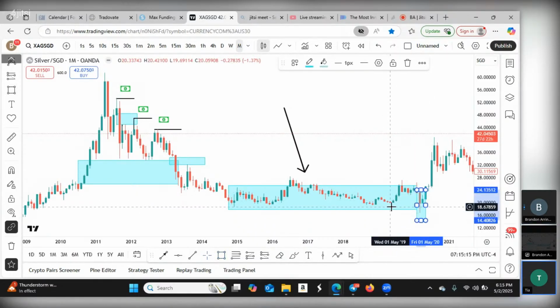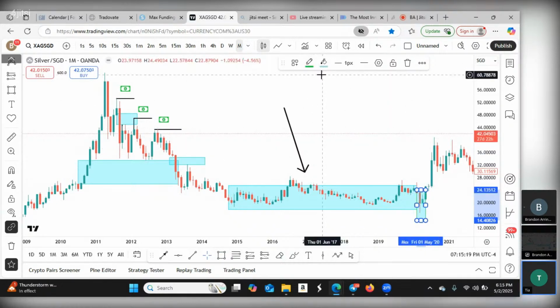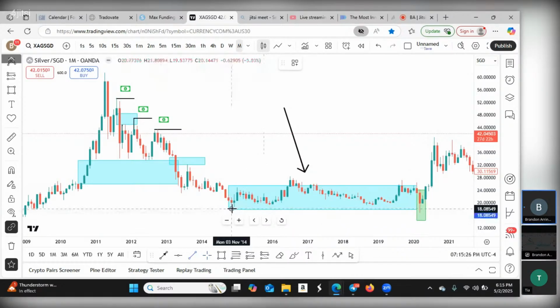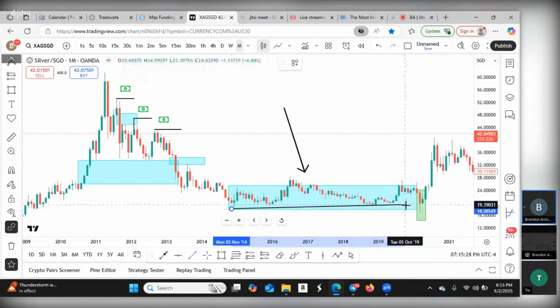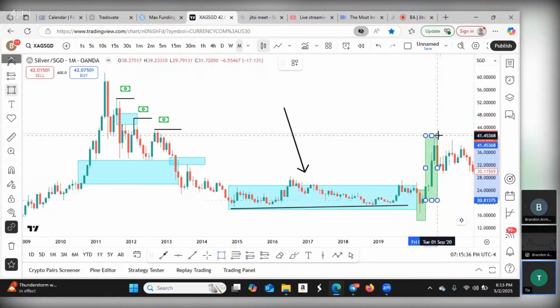what is this right here? Manipulation. And distribution. We're going to get that little fake out, and we're going to get that distribution. So you already know what time it is. Boom. This is what we're trying to catch on Pocket Option.